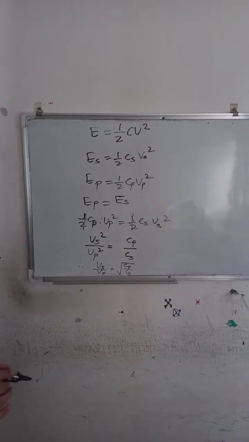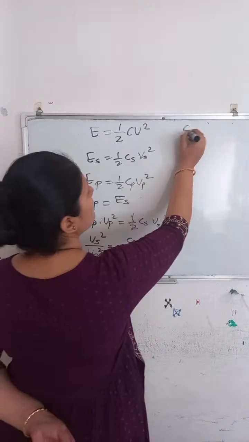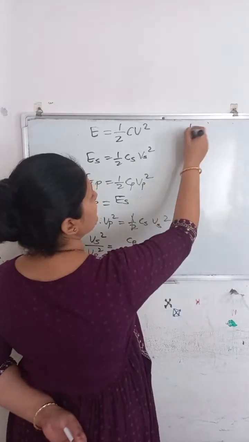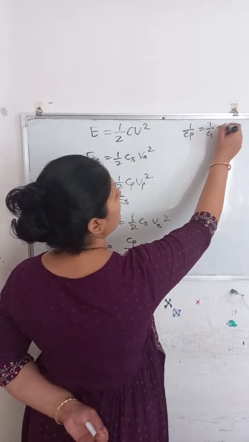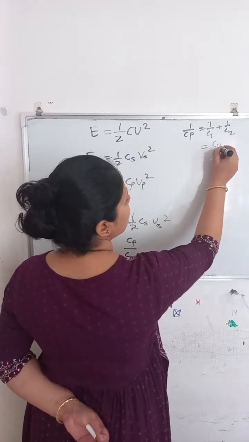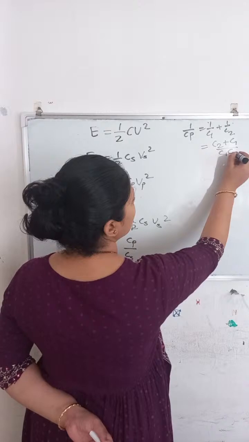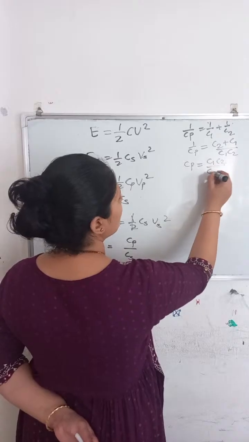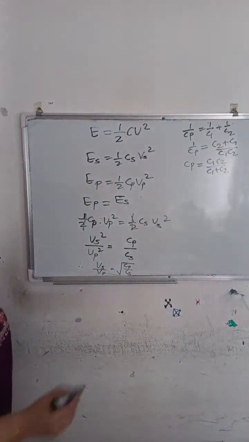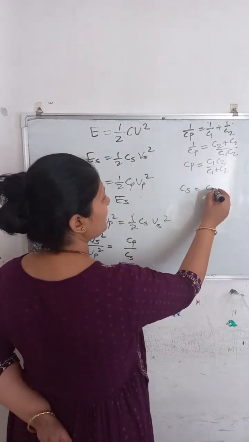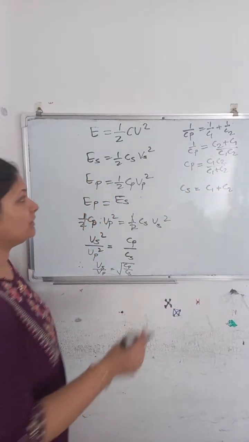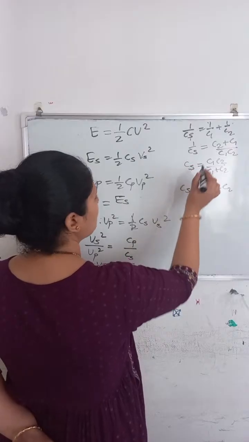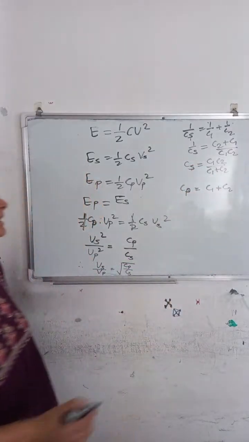But now the problem is that two capacitors are there. In the series combination, 1 upon Cs is 1 upon C1 plus 1 upon C2, which is equal to C2 plus C1 upon C1 C2. Then Cs we can write as C1 C2 upon C1 plus C2. Oh sorry, this is Cs, not Cp. And in the parallel combination, Cp is C1 plus C2.